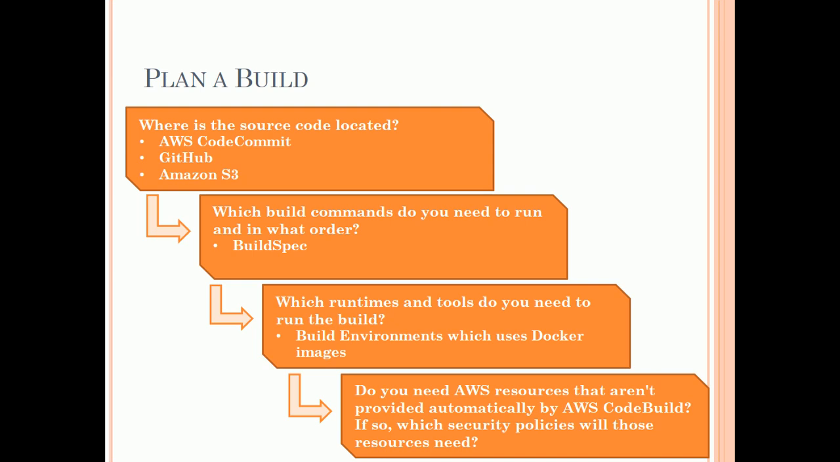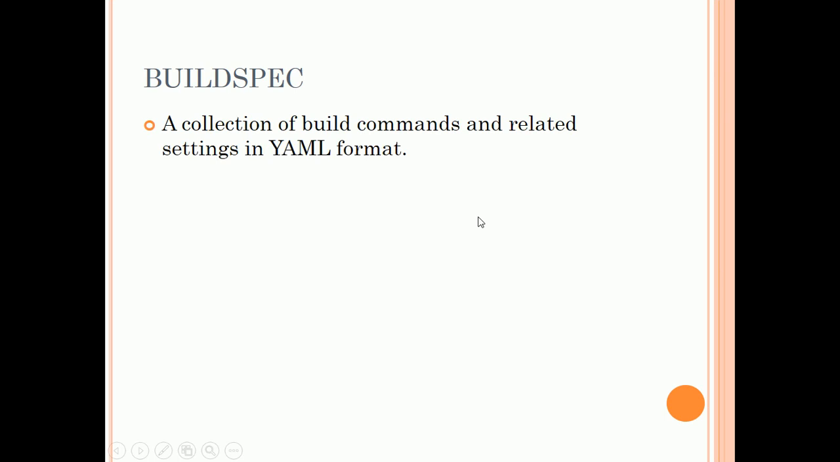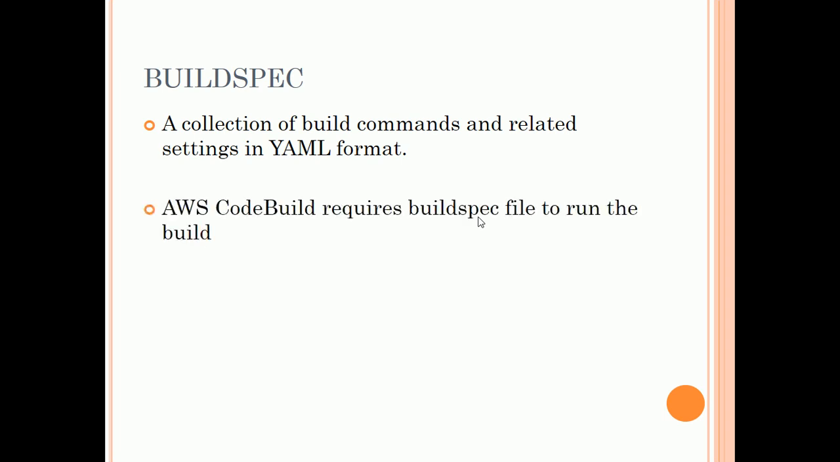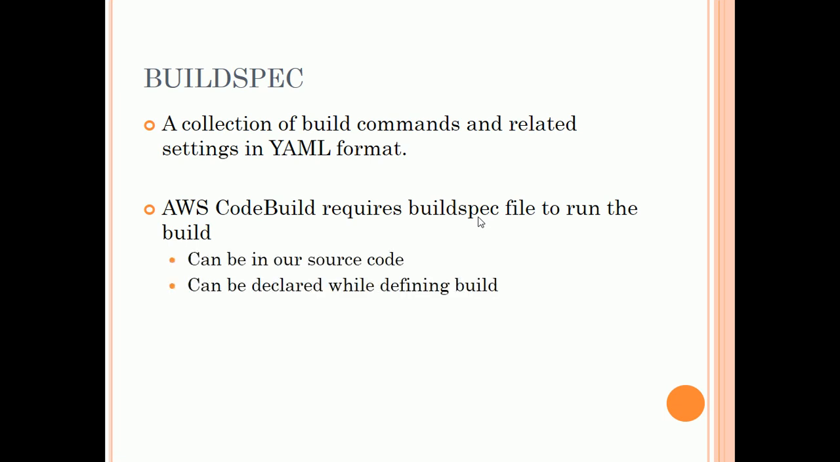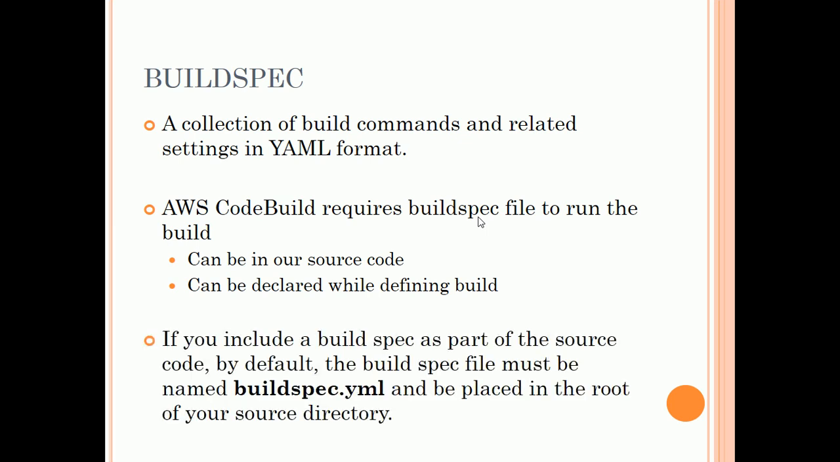So let's move ahead. Buildspec. Buildspec is a file which contains a collection of build commands and related settings in YAML format. AWS CodeBuild requires a buildspec file to run the build. We can include it in our source code or we can declare it while defining the build. If we include a buildspec as part of the source code, by default the buildspec file must be named buildspec.yml and can be placed in the root of your source directory. But if we want to override this setting, we have to execute some build commands.